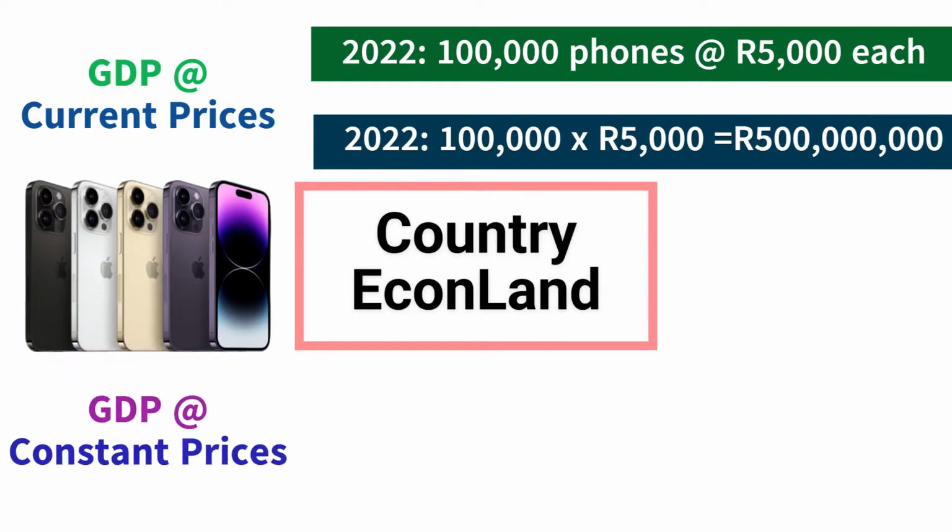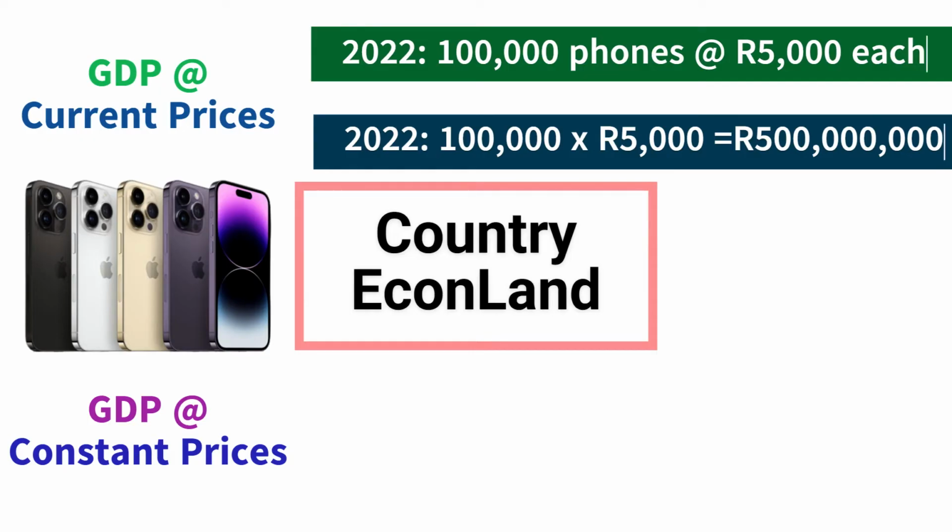GDP at constant prices, also known as real GDP, is a measure that adjusts for the impact of inflation or deflation by using a fixed or base year's prices. This method allows for a more accurate comparison of economic output across different years because it eliminates the influence of changing price levels. Example, let's continue with our example of Econland.